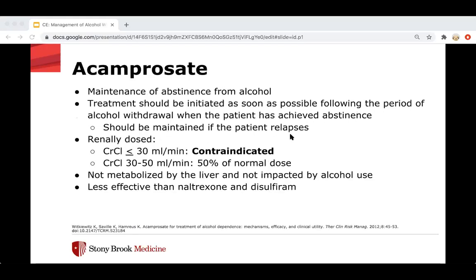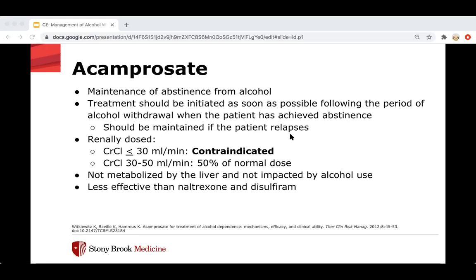Last, we have acamprosate. So this is an NMDA receptor modulator. The exact mechanism is not understood, but it does work by promoting a balance between GABA and glutamate and helps reduce withdrawal-associated distress. So treatment should be initiated as soon as possible following a period of alcohol withdrawal when the patient has achieved abstinence, and it should be maintained even if the patient relapses, which is different from disulfiram. This one, though, is renally dosed.